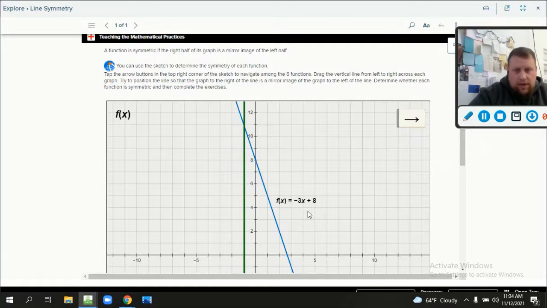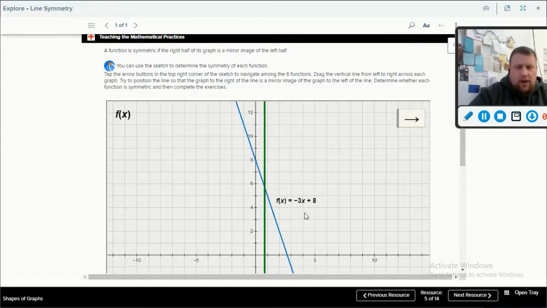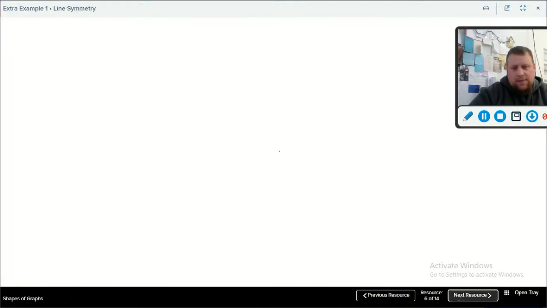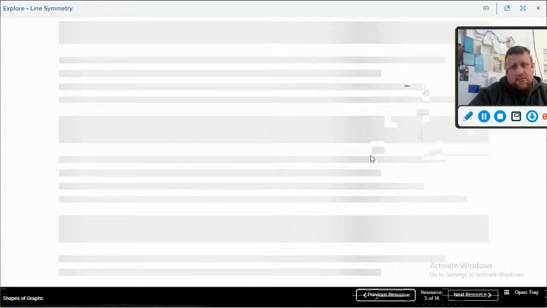See this function f of x equals -3x plus 8? Doesn't matter where I take this horizontal line right here. The right side will never match over onto the left side. They're opposite. Okay, so no, this doesn't have line symmetry. Oh, I hit the wrong button. Pardon me. And we're back. Let's go to the next function.